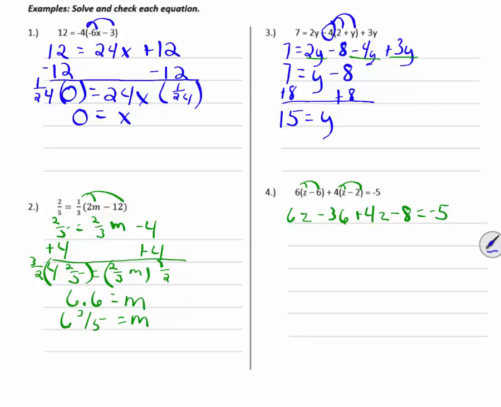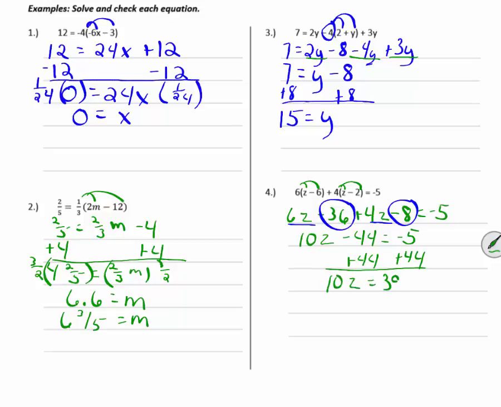Now I have two different groups of like terms. I have my variables, 6z plus 4z is 10z. And I have my constants, -36 and -8. When those signs are the same, you're really just adding them together, and that is going to give you -44 equals -5. Canceling our constant gives me 10z equals 39. Divide by 10 or multiply by the reciprocal, z is 3.9.